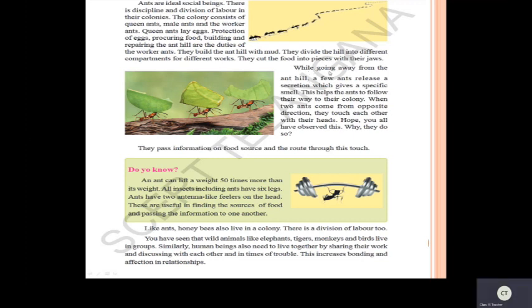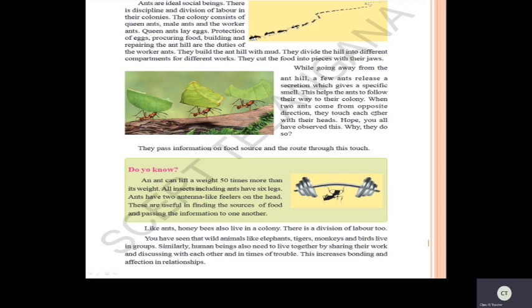Now see here, children, while going away from the ant hill, a few ants release a secretion which gives a specific smell. While they are going here in the line, they will release some specific secretions, which we call the specific smell. Why will they release it, children? Yes, this helps the ants to follow their way to their colony.